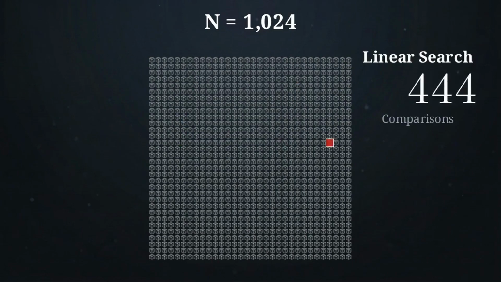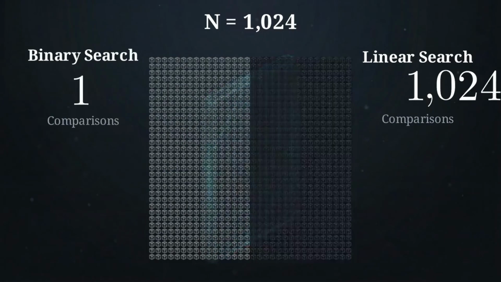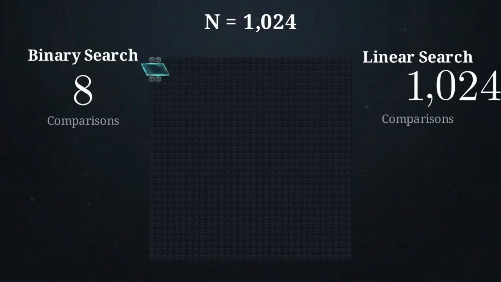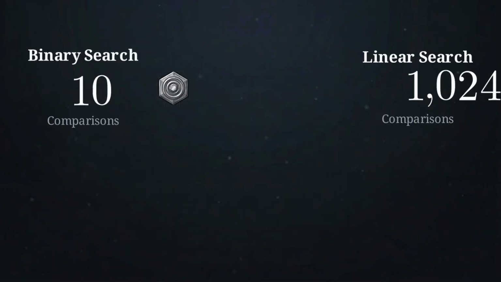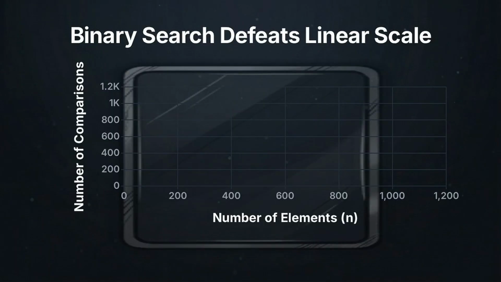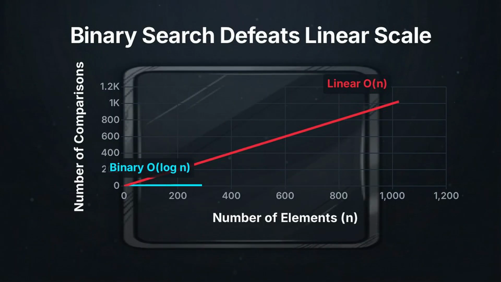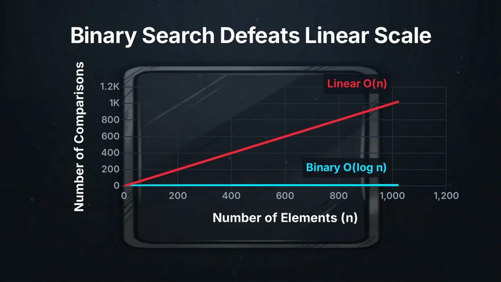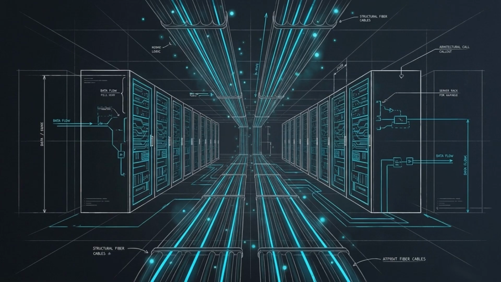To understand why this efficiency matters, consider a dataset with 1,024 elements. A linear search might require all 1,024 comparisons to find an element or confirm it's missing. Binary search will never take more than 10 comparisons to achieve the same result. This graph illustrates the gap. As n grows, the linear search time increases at a constant rate, while the binary search curve flattens. This logarithmic efficiency is what allows modern systems to search through massive datasets in milliseconds.